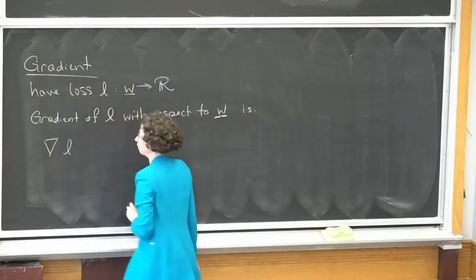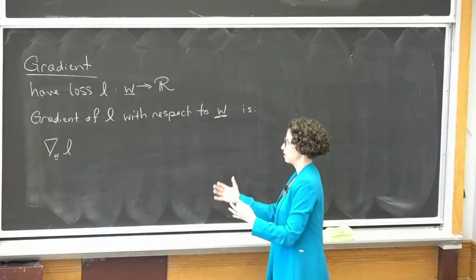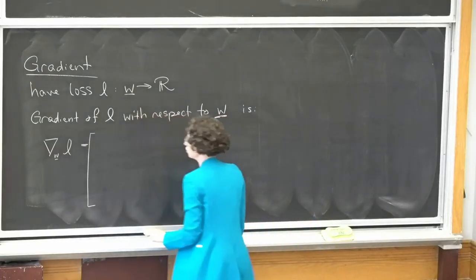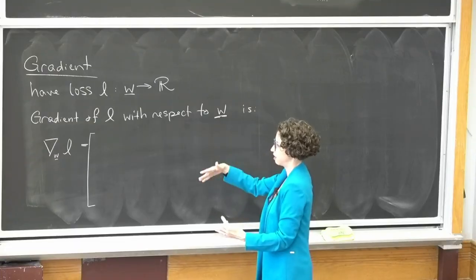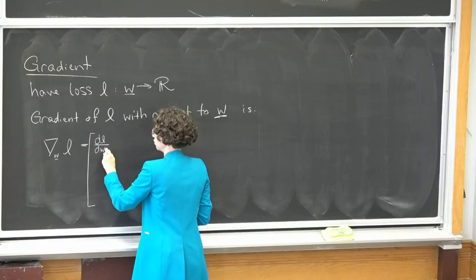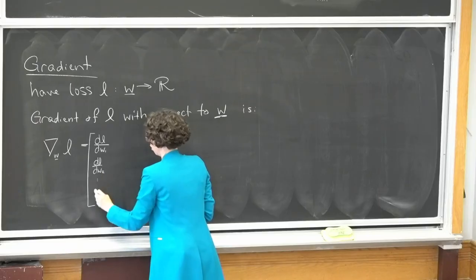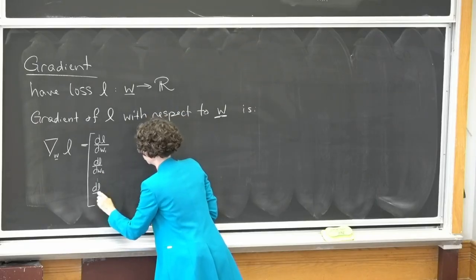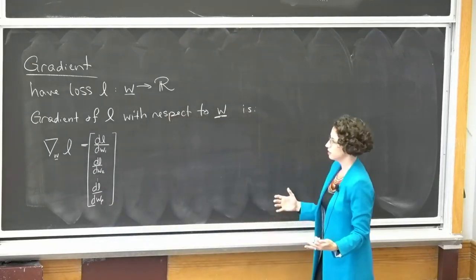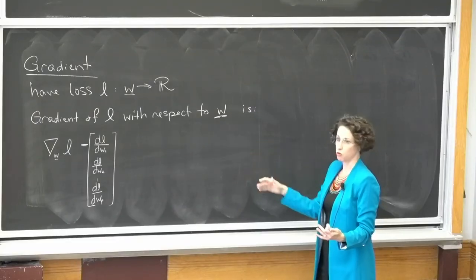I'm going to write this as the gradient of L, and then I'm going to put a little W down there in order to indicate that I'm taking derivatives with respect to W. And all I'm going to do is compute a whole bunch of derivatives with respect to the different elements of W. So first I'm going to have the derivative of my loss with respect to the first weight. And then I'll have the derivative of the loss with respect to the second weight, all the way down to the derivative of the loss with respect to my final pth weight. So the gradient is simply this vector of derivatives where I've got one derivative for each one of the different weights that I'm trying to learn.